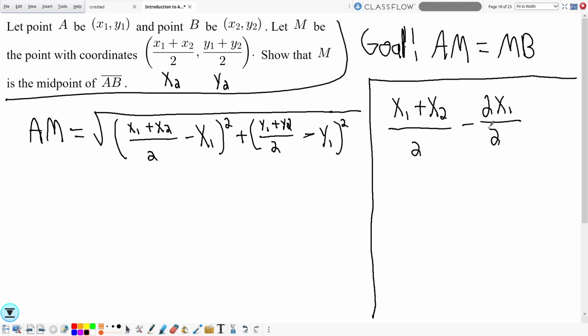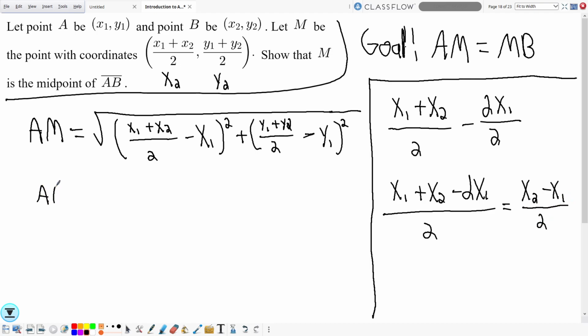2x1 over 2. Because 2 over 2 cancels out, this is still just equal to x1, but now I have a common denominator. And I can add this all up together. So I have x1 plus x2 minus 2x1 all over 2. And if we simplify that, well, x1 minus 2x1 is just a negative x1 left over. So I can actually just rearrange this to x2 minus x1 over 2. So this becomes, again, x2 minus x1 over 2, and squared, of course.